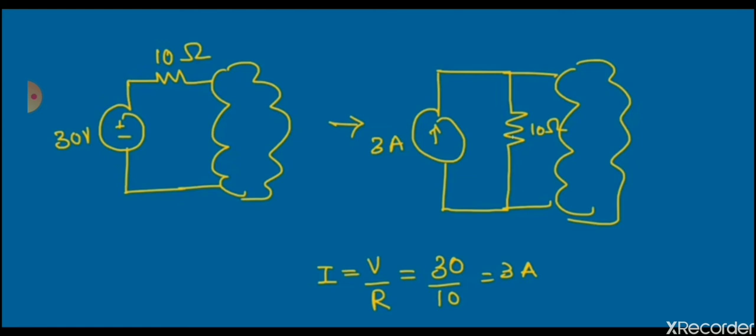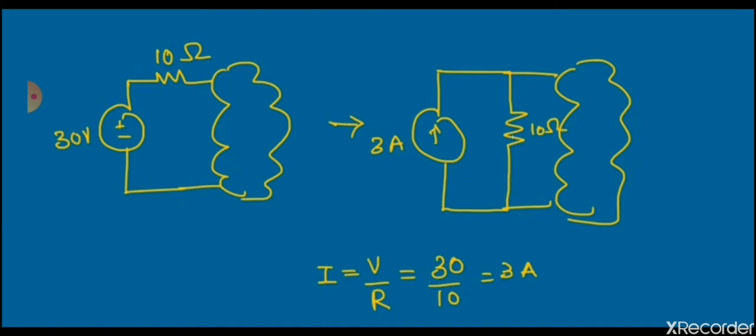Here a voltage source is given having a value of 30 volt, and it has an internal resistance of 10 ohm. Now this is the practical voltage source, and we have to convert it into a practical current source. In the current source, the resistance is in parallel. The resistance remains the same, with a value of 10 ohm, but it is connected parallel to the current source. Now we have to calculate the value of the current source. How can we calculate it? By using Ohm's law.